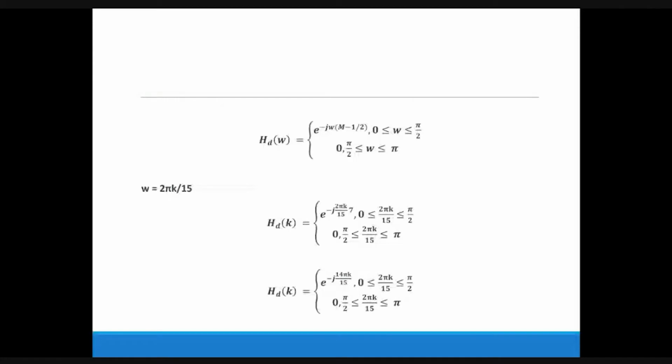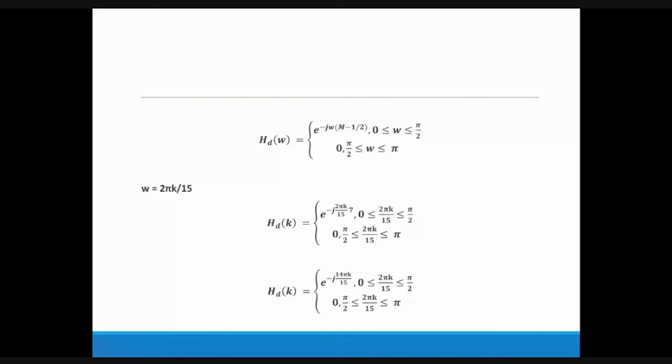So we are taking 2 pi k by 15. When you apply this value, your H(k) means instead of a continuous signal, now you are taking the sampled signal. Here e raised to j 2 pi k by 15 into 7, and the range is 0 to omega. Here we have to apply the value of omega, that is 2 pi k by 15 less than or equal to pi by 2. And for the rest, pi by 2 to pi, you are having the 0 value. So this is how you can define the H(k).